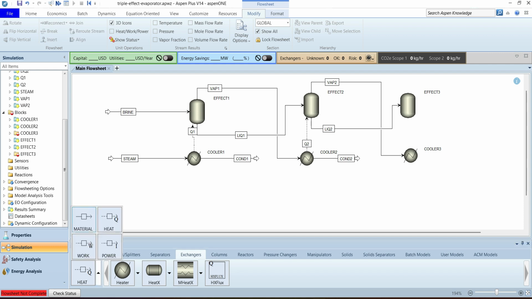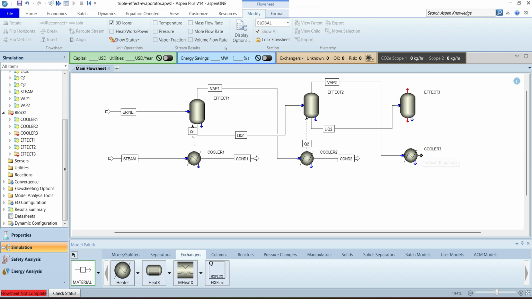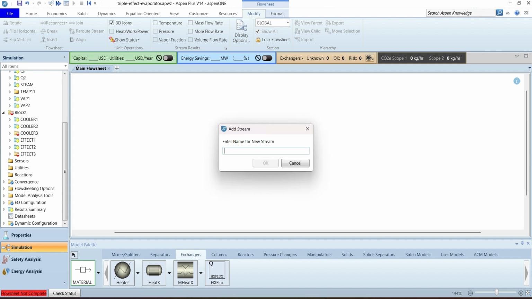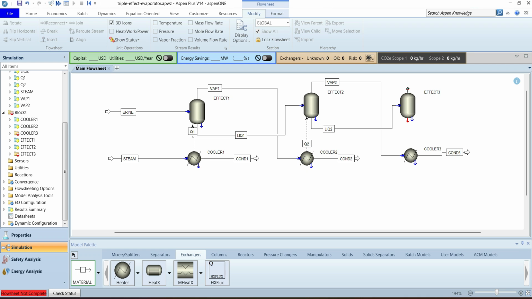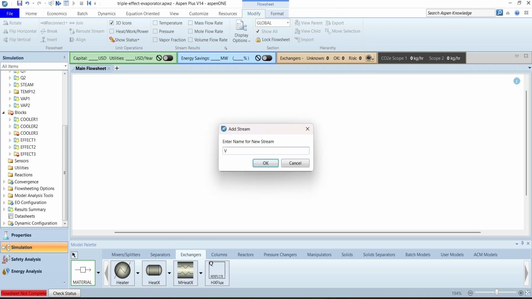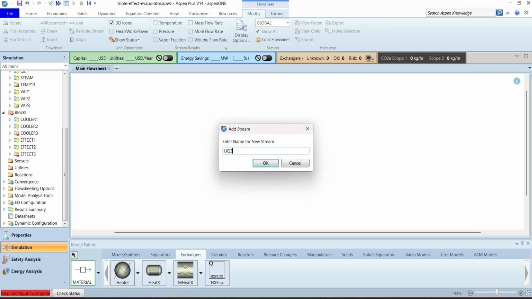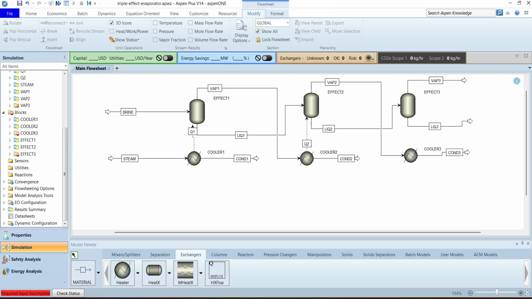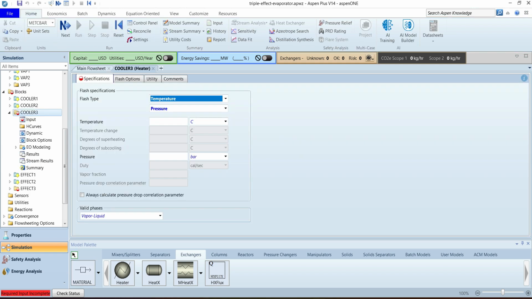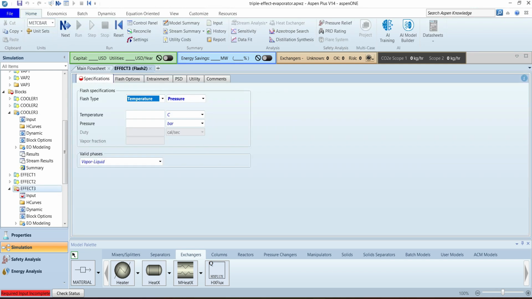We need to attach a material stream as a condensate from the third effect. Let's call it condensate 3. A vapor product from the third effect, call it vapor 3, as well as a liquid product from the third stage as liquid 3. So similarly, define no pressure drop and vapor fraction 0 for the cooler block, and no pressure drop for the effect.